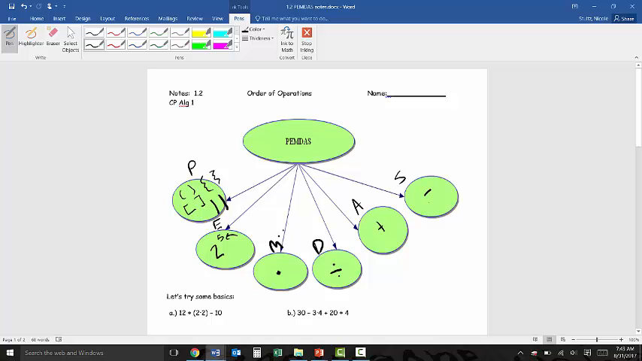The other thing I'd like you to do is to draw these arrows, which indicates that sometimes you can divide before you multiply and you can subtract before you add. It's whatever comes in order as you read the problem from left to right.